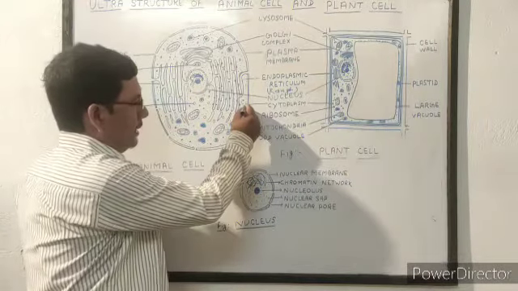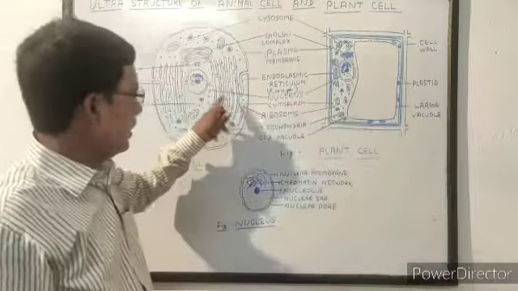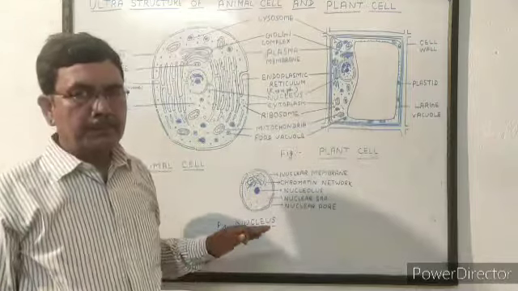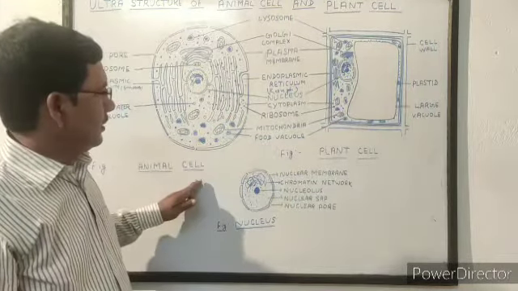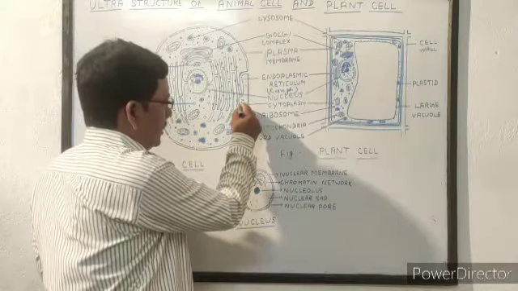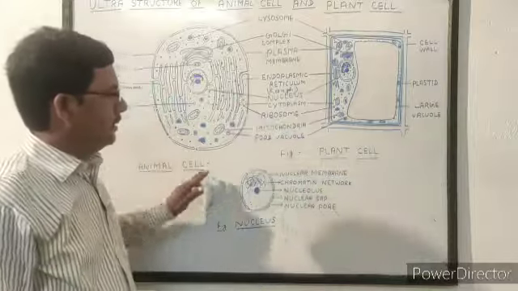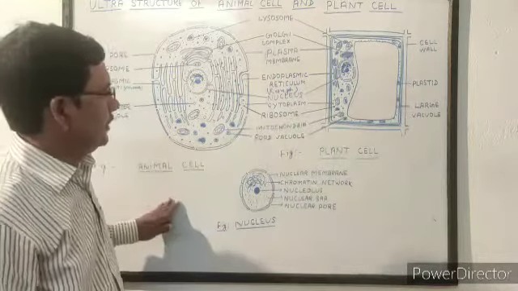Ribosomes are granular structure scattered in cytoplasm and present on the surface of rough endoplasmic reticulum. On the surface of rough endoplasmic reticulum, the ribosomes are the site of protein synthesis.